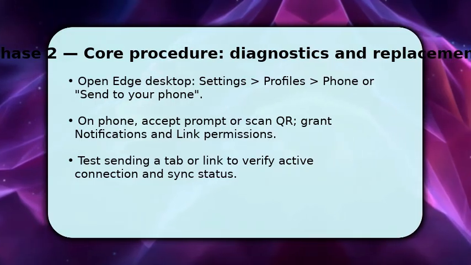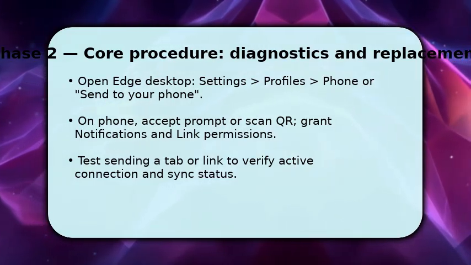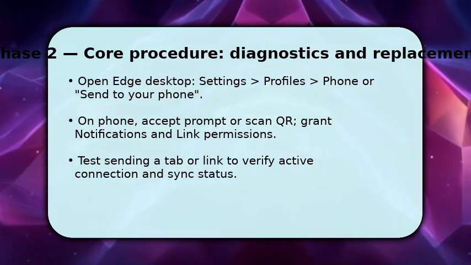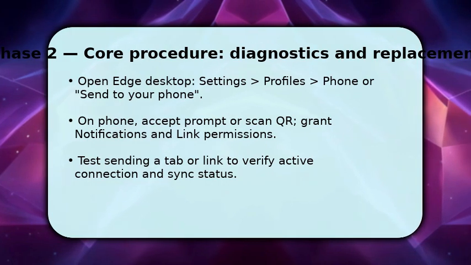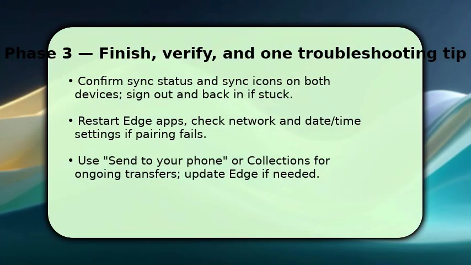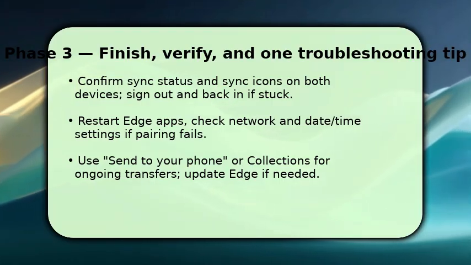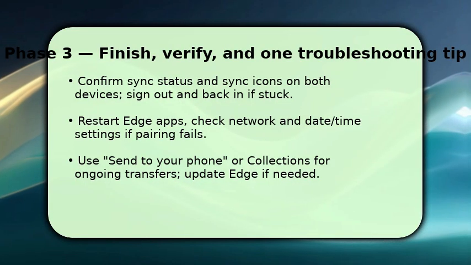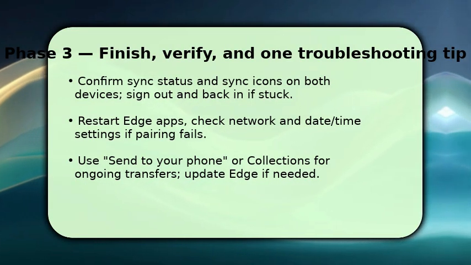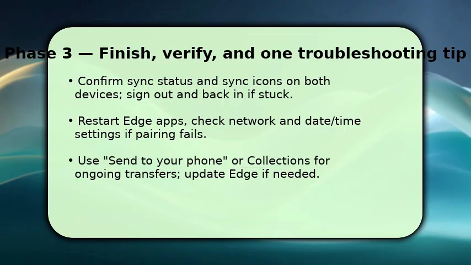After pairing, send a test tab or link to confirm the desktop and mobile instances communicate correctly, and to finish, verify everything is stable and know one quick fix if it fails. Check sync status in each profile. If sync doesn't show active, sign out of Edge on both devices and sign back in. This often resolves token or session issues.